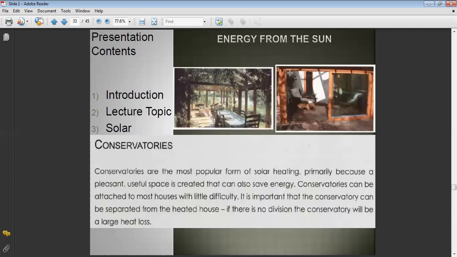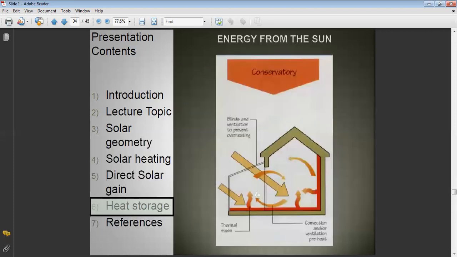Then we can have conservatories just like solar rooms. They can retain heat, and if they are overheated, you can open the side which is facing the exterior. And if they are not overheated and you wish to have an ambient temperature inside, then you are going to open these windows and they are going to disseminate heat inside, just like this conservatory.